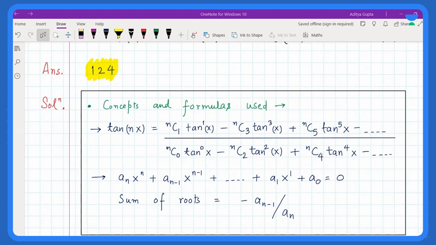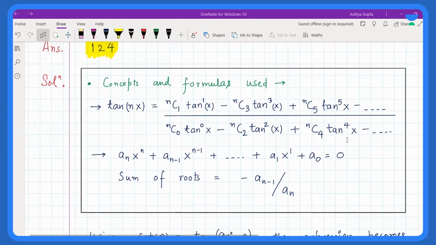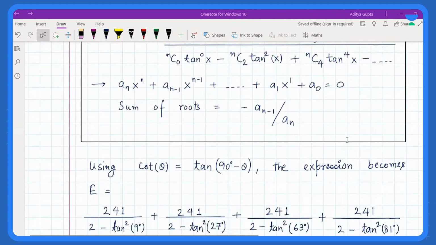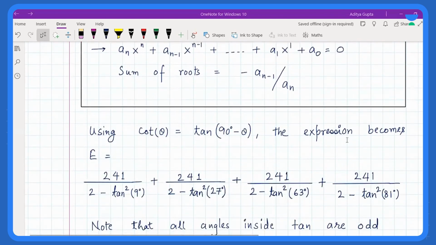And moreover, for a polynomial equation, the sum of roots taken one at a time is obviously minus a(n-1) upon a(n). This is a very basic fact that we also learned in class 10th. Now, using these, how can we solve the given question? Let's have a look. So first of all, what we can do is use cot theta equal to tan of 90 degree minus theta. So the expression will become this.